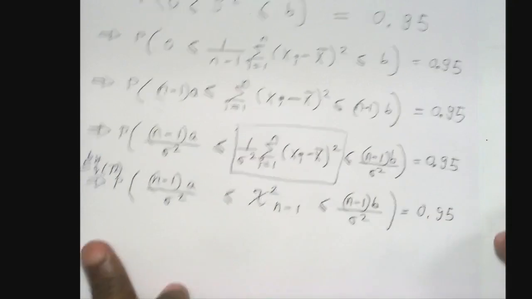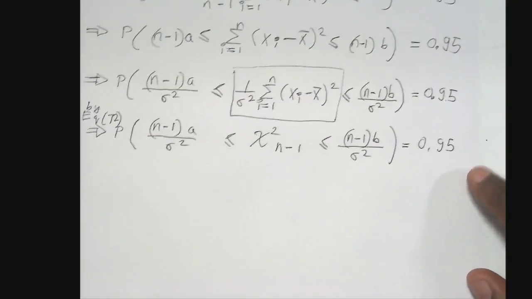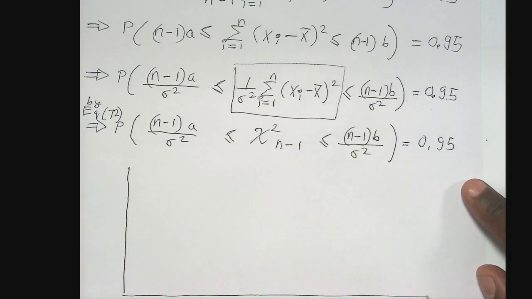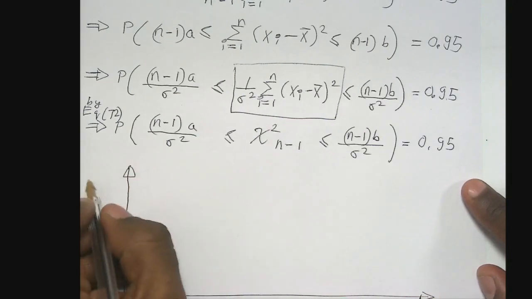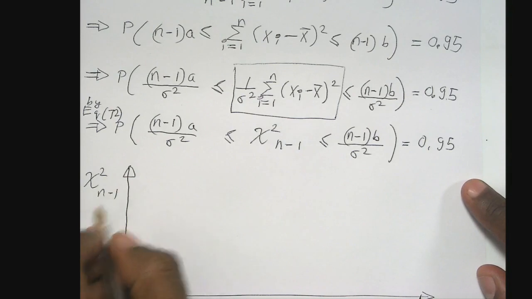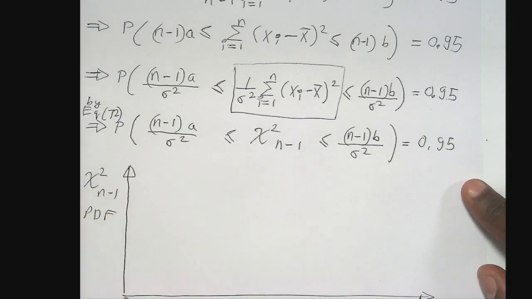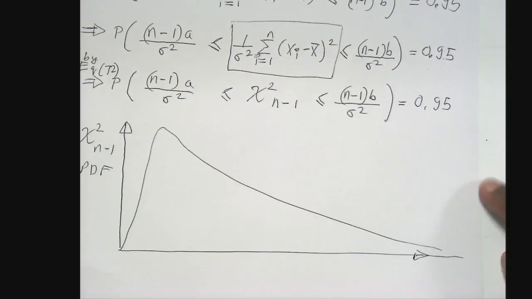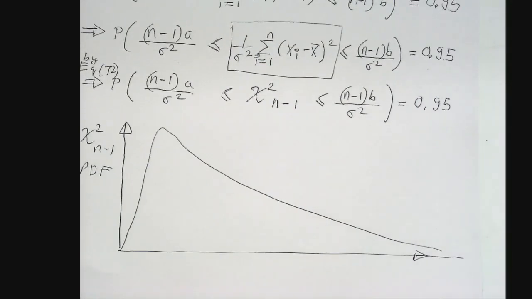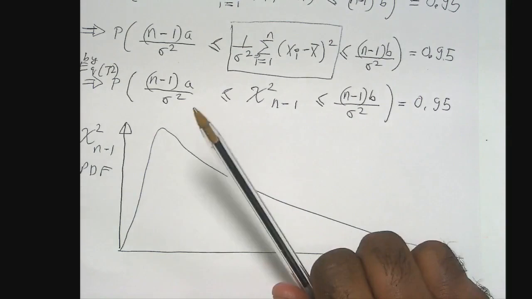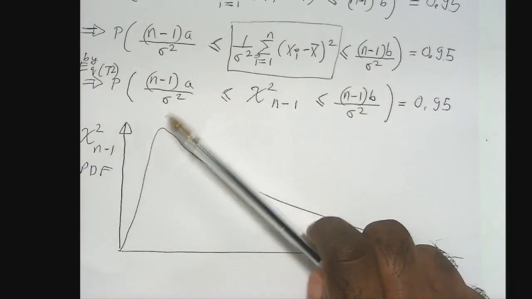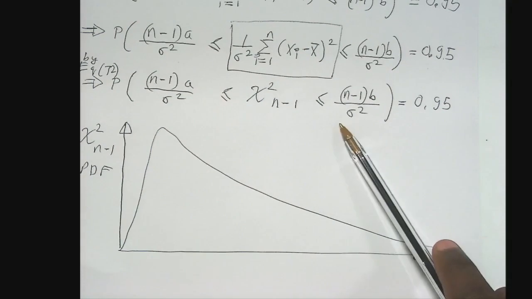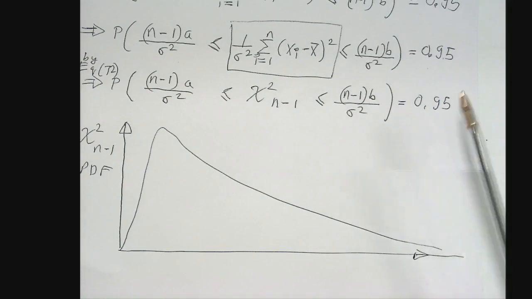Typically, if you plot the density, the PDF of a chi-square distribution, it looks like this. This is the typical shape of the PDF of a chi-square distribution. Now, what we are looking for, listen please, are 2 points, this point and this point, so that the probability that it lies between them is equal to 95%.